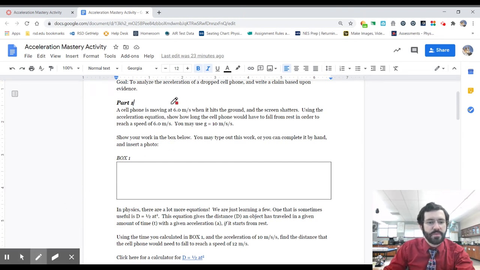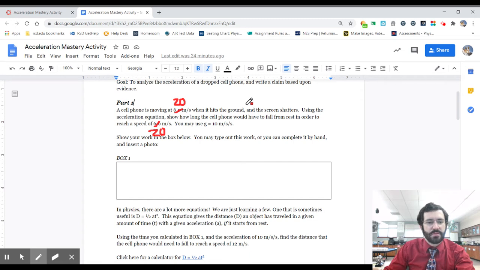Let's say that instead of 6 meters per second, because I don't want to do the math for you, let's say that they said it was 20. Okay, so let's say that both of these are actually 20. Yours will be 6, and then I believe 12 on the next page. We're going to use that the acceleration due to gravity is 10 meters per second per second. The velocity, like we said, is 20 meters per second. So we have a cell phone moving at 20 meters per second when it hits the ground.